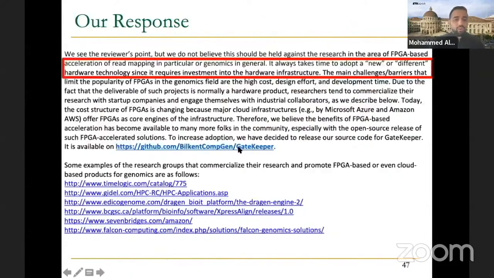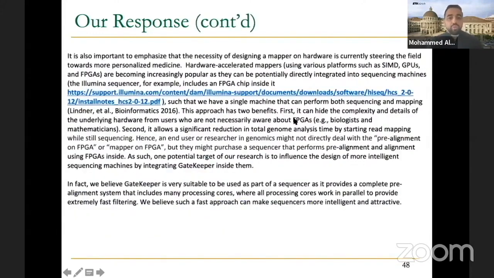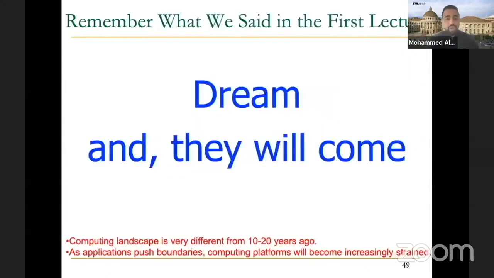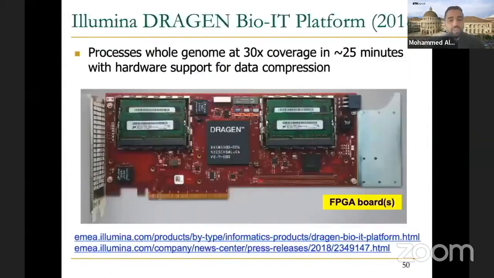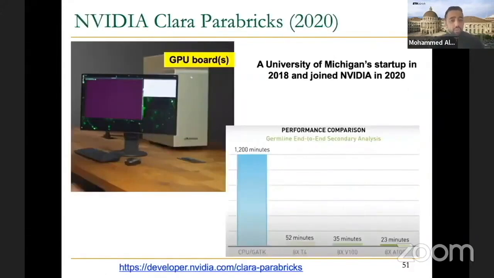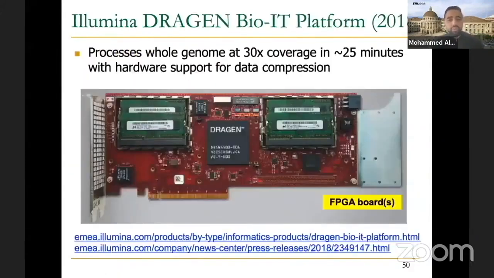We answered with a very long answer and provided examples, but what was important in our answer was that it always takes time to adopt new or different hardware technologies, since it requires investment in hardware infrastructure. So it always takes time to adapt something new, especially when we talk about hardware. We were dreamers at that time, and 2 years later, we saw this from a real sequencing company called Illumina. They acquired another startup doing FPGA acceleration for genomics, and then they started to adopt this FPGA solution, called Dragen, inside the sequencing machine. So it's always great to be the first to propose something that has not been used before, and then it will take some time to adopt these solutions.